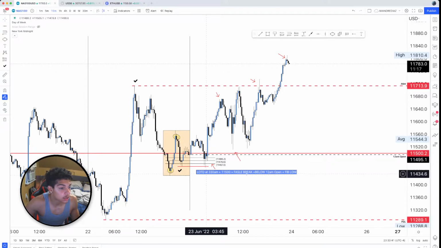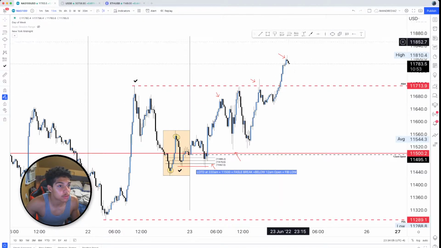So we had this low of the day at 3:30 in the morning, which is London session, when price came below the 12 a.m. open and was holding above 11,500. Then we also had a false break of the short-term low to the left, and we traded into this fib long at 3:30 in the morning, and that's where we pushed and we made this short-term high up here at 7 in the morning. Now, why is this high going to be important? Because this is the high that we're going to use for our London continuation.